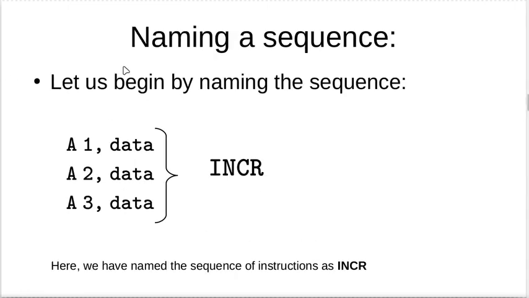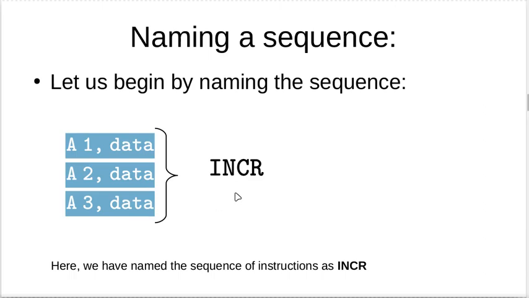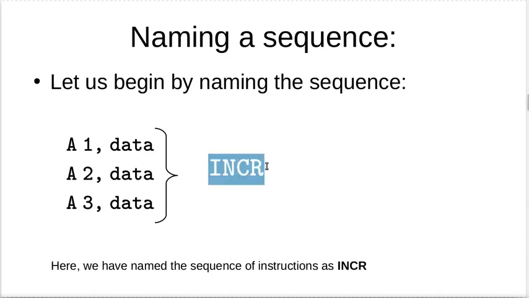So the first step is to name the sequence. Let's say I have these 3 steps from my given example, and I want to give them a name. Let us name them INCR, which is short for increment, conventionally. Please note that the name of a macro is generally written in all capital letters. There is no hard and fast rule, but this is the convention. So we have named this sequence INCR. This is just the naming part.